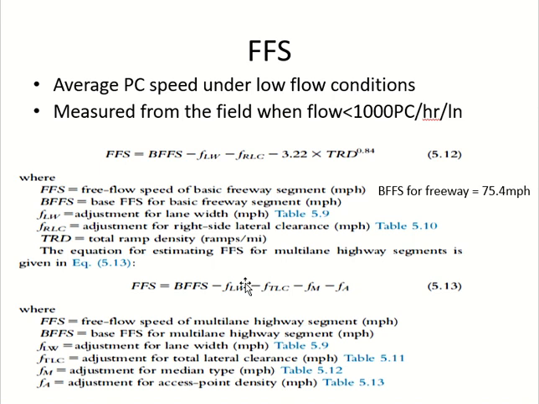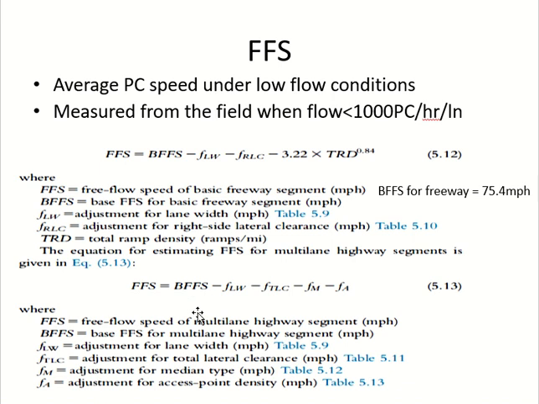Then you see the factor for lane width, and the factor for right hand side lateral clearance, FRLC. We just need the right hand side lateral clearance here, and keep in mind the shoulder is included. Shoulder is part of lateral clearance. And then we have total ramp density, which I have explained earlier.